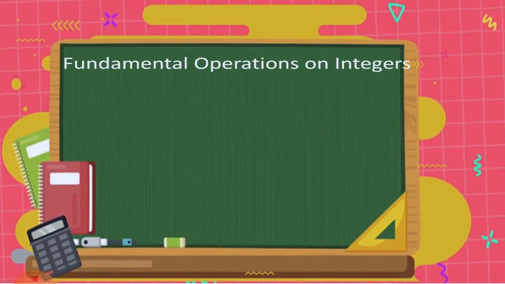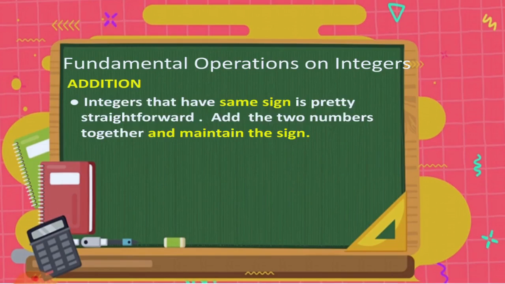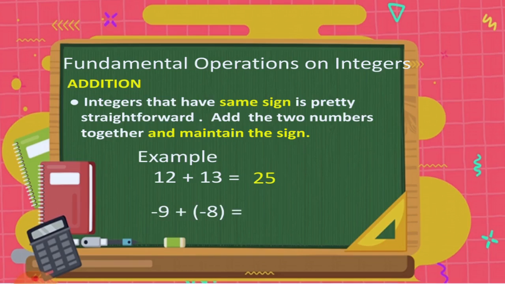Let us proceed to fundamental operations on integers. The rule for the addition of integers that have the same sign is pretty straightforward. Meaning, you have to add the two numbers together and maintain the sign. Example, 12 plus 13 is positive 25. They have all positive signs, so the result is positive 25. Next example, negative 9 plus negative 8. Like signs, so add it directly. So the answer is negative 17.